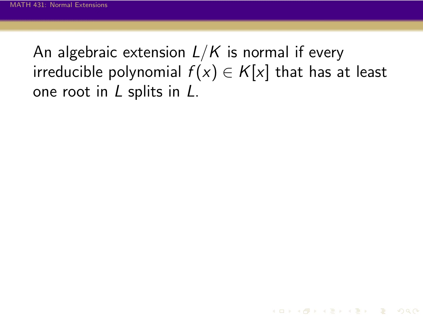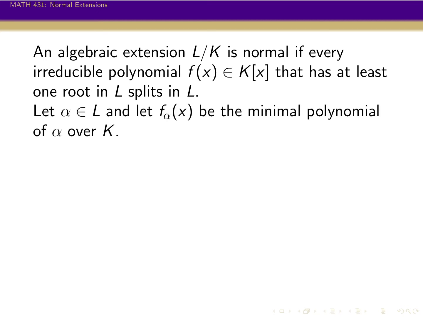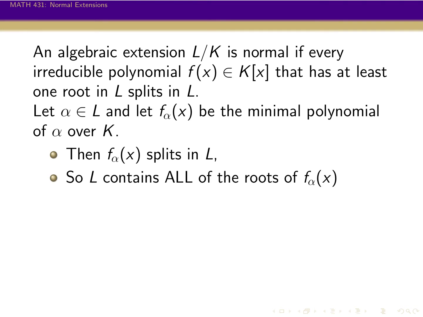So just to reiterate this, an algebraic extension is normal if every irreducible polynomial that has at least one root in L splits in L. So let's think about what this means. If we have some alpha in L and we let f sub alpha of x be the minimal polynomial of alpha over K, well then that means that f sub alpha splits in L. So it turns into a bunch of linear factors. And so these linear factors are going to be all the roots of f sub alpha. So L is going to contain all of these roots of f sub alpha of x.